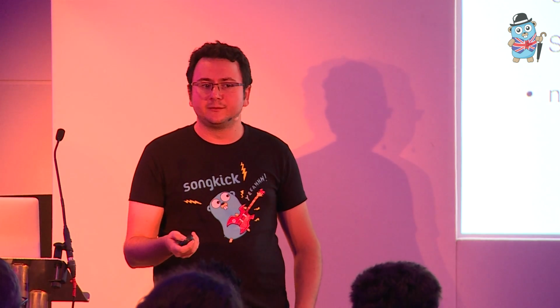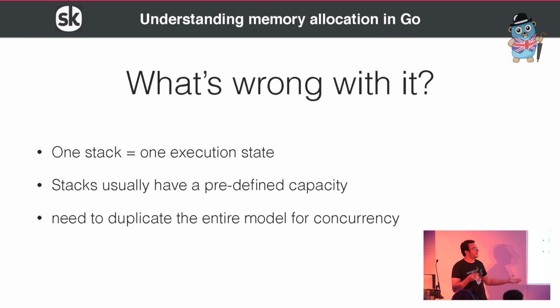So there's a few things that wouldn't really work here for the current model for Go, in my opinion. First of all, that model was obviously single thread execution. You have one stack, you have one execution state. Not very good at concurrency, basically.